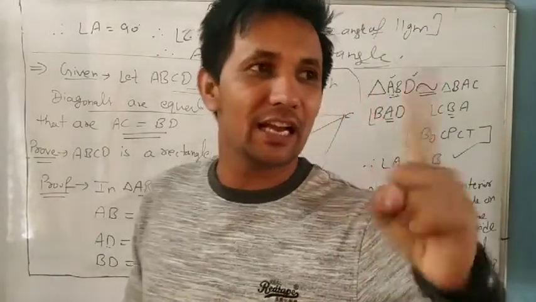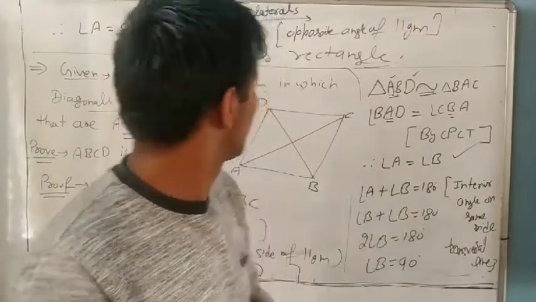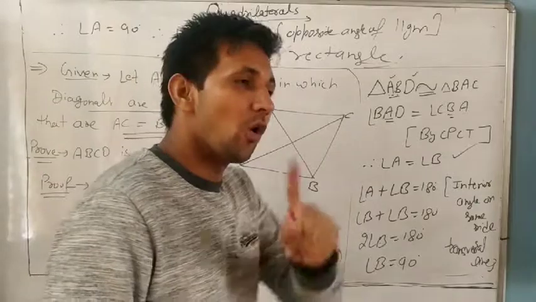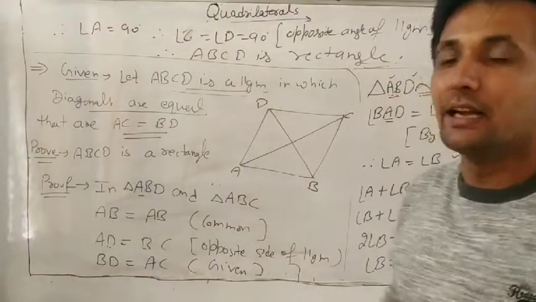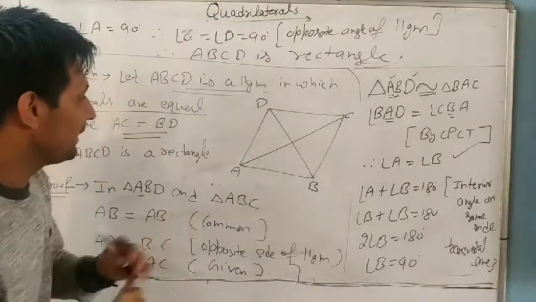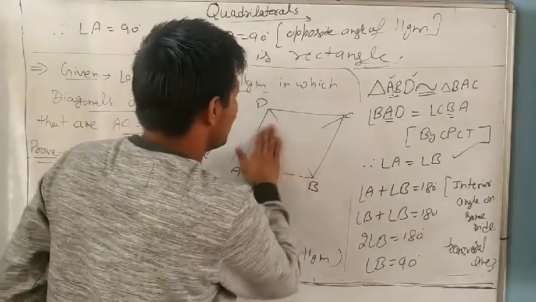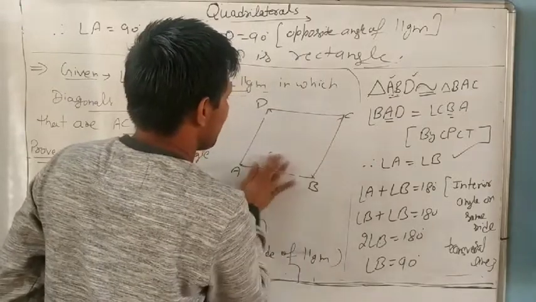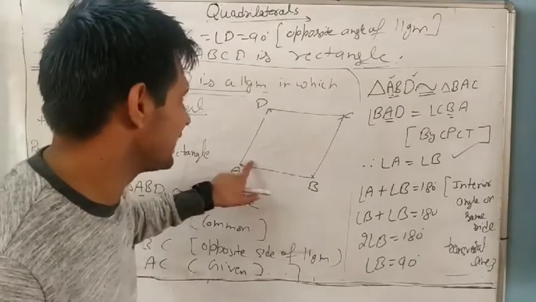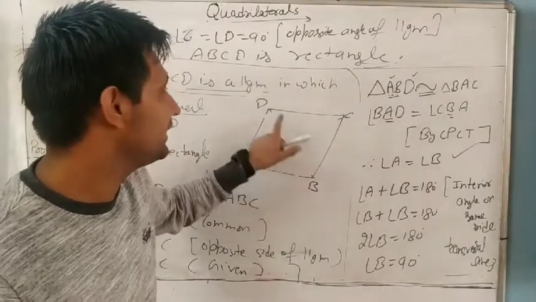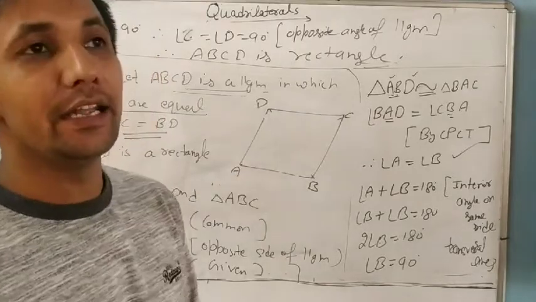Rectangle means each angle is 90 degrees and the diagonals are also equal. Diagonals are equal, given. Only one thing is left to prove, that each angle is 90. And tell me, if you want to prove that each angle is 90, we know it is a parallelogram. In a parallelogram, opposite angles are equal. If A is 90, then C is also 90. B is 90. So we want to show that angle A is 90 degrees.